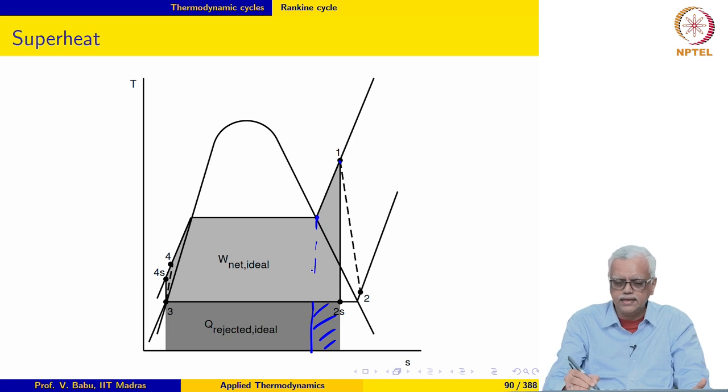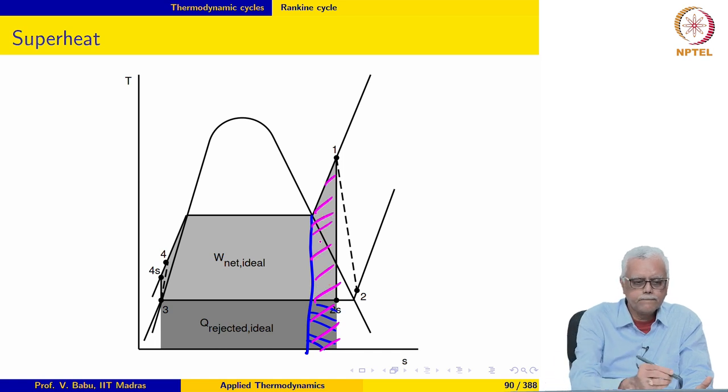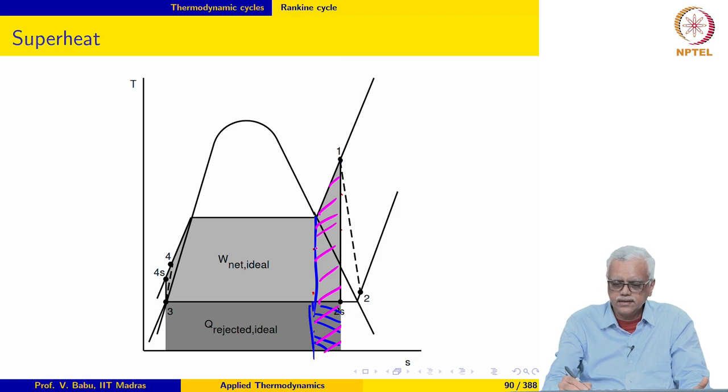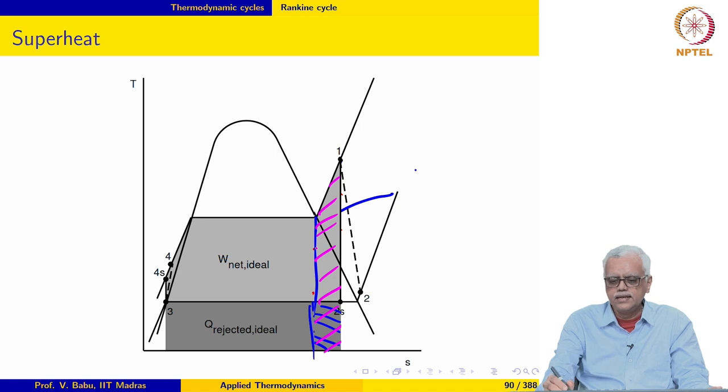So, this is the increase in the heat rejected and this is the increase in the amount of heat added. Because the isobar is steeper in the superheated region, the increase in the heat added is much more. And consequently, you can see that the increase in the work produced in this cycle is also much higher. So, this is also the increase in work produced.